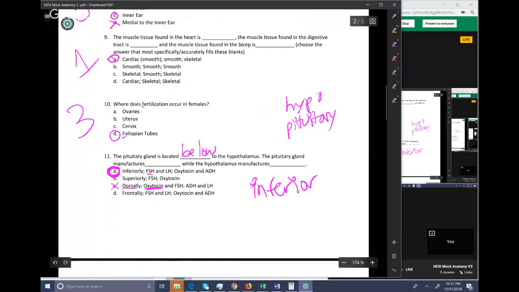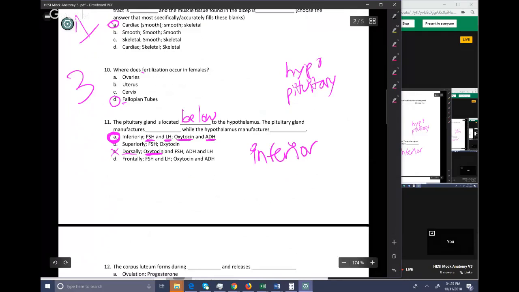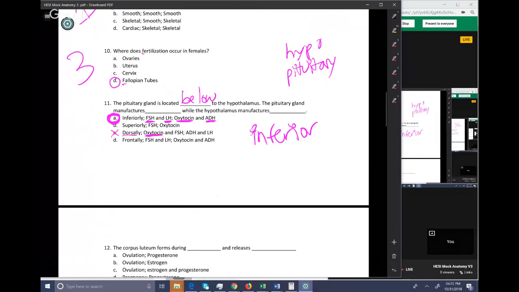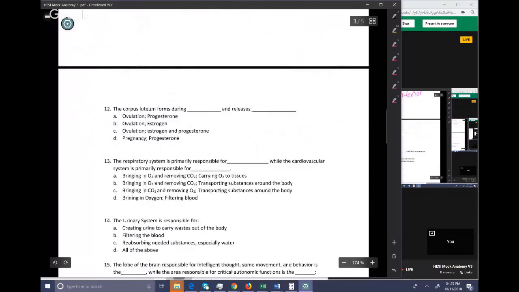All I had to do here was verify that pituitary does release FSH and LH, and that hypothalamus does in fact release oxytocin and ADH, and that is correct. And that is from Anatomy 2, endocrine system.